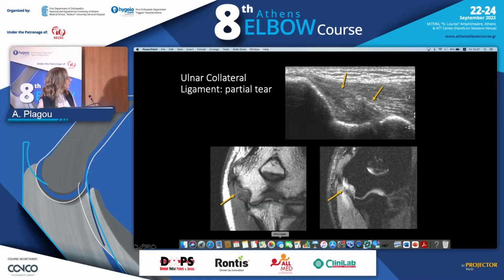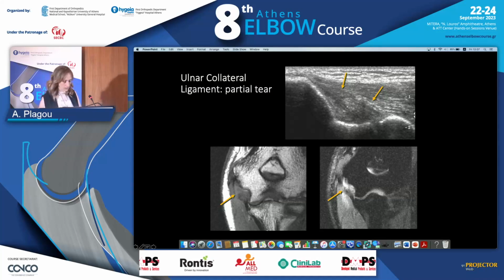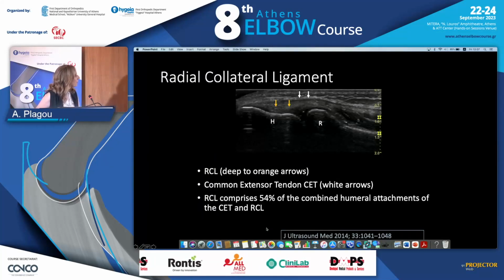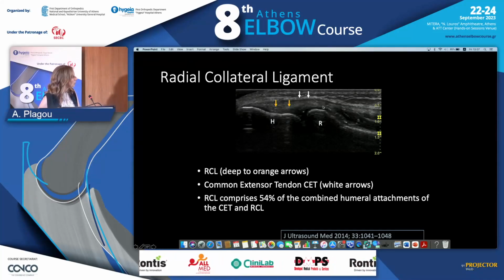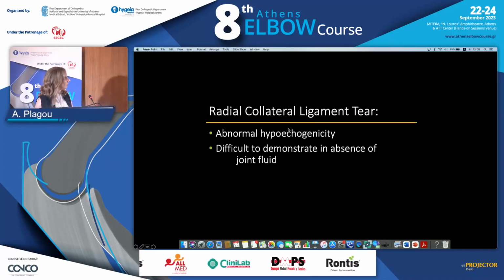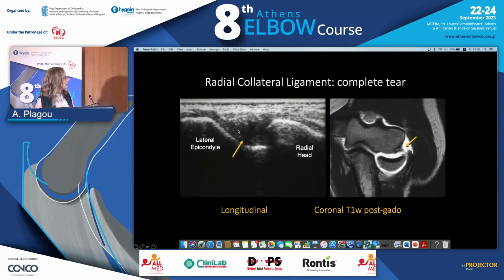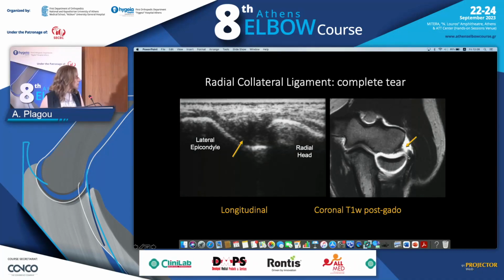This is an older image. And then we have, again, on MR, the partial thickness tear of this ulnar collateral ligament in the same patient. On the radial collateral ligament, remember, it lies always deep to the common extensor tendon, as was mentioned before. So it's easy to visualize, and when we perform a dynamic maneuver, we can see how heterogeneous the area is and how evident the tear is on coronal T1 post-gadolinium injection.